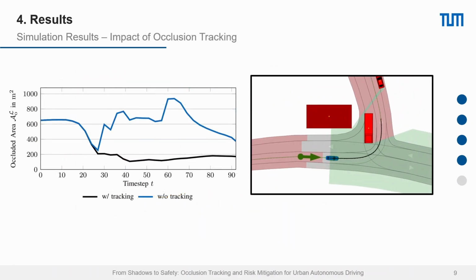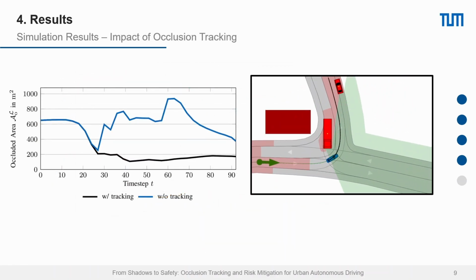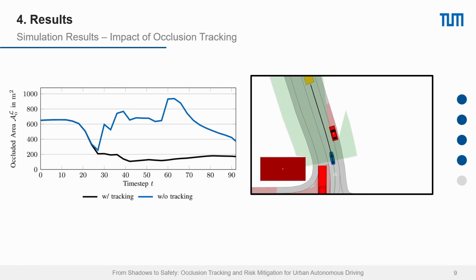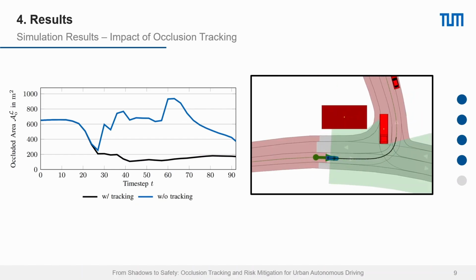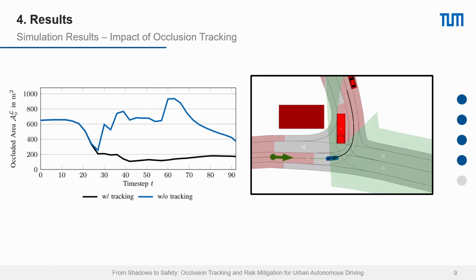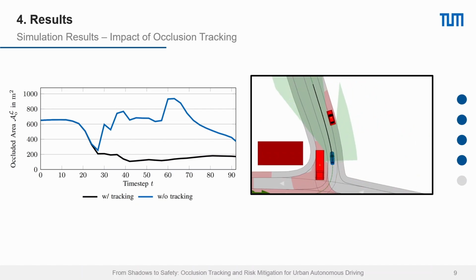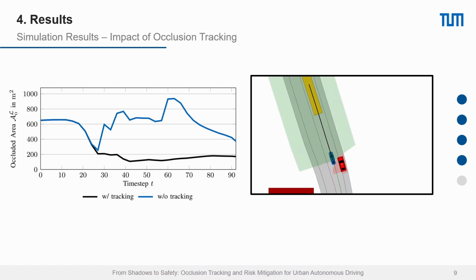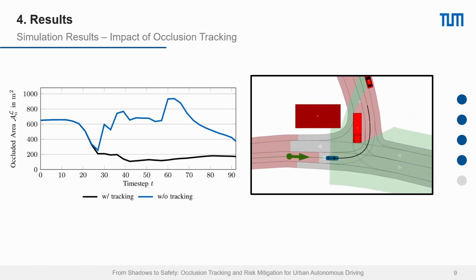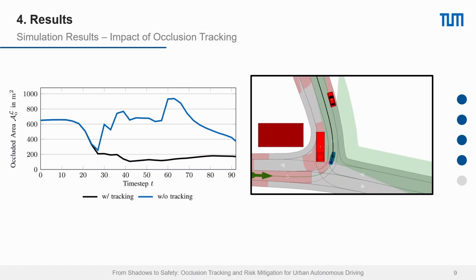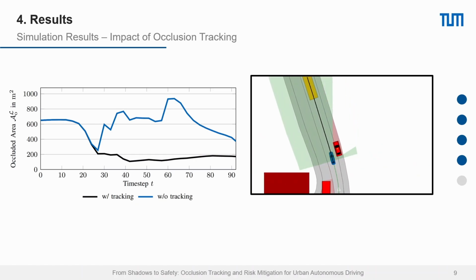And finally, let's look at the effect of occlusion tracking over time. The plot shows how much of the scene is considered occluded, with and without tracking. The blue line without tracking is much higher. That's because every hidden area is always treated as potentially dangerous. But with our tracking system, the black line, we can rule out many regions based on visibility history. If something hasn't been visible recently, we know it can't just magically appear there. That helps reduce uncertainty and lets the planner focus on areas where actual risk exists. Again, we have a short animation that shows this dynamic behavior in action.